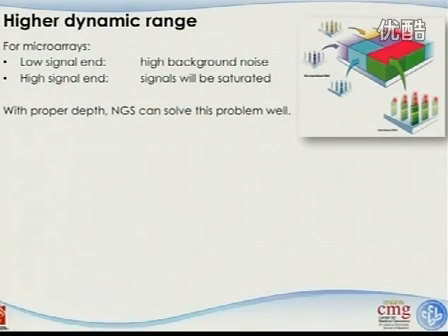For RNA sequencing, there will be a higher dynamic range. We already mentioned that for arrays, at the low signal end there is high background noise because of cross hybridization, and at the high signal end the signal will be saturated. But with proper depth, next generation sequencing can solve this problem really well.